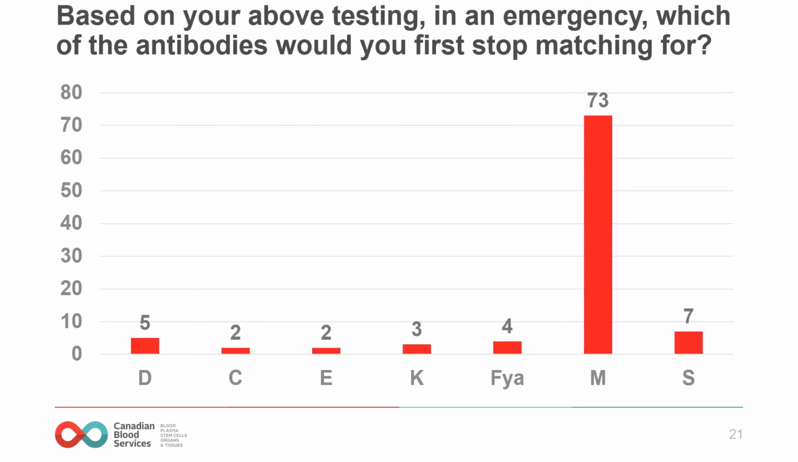Based on your above testing, in an emergency, which of the antibodies would you first stop matching for, taking into account that the anti-M only reacted at immediate spin? So the correct answer is M, and 73% of the participants actually got it, and the rest of the antibodies or the antigens are clinically significant.